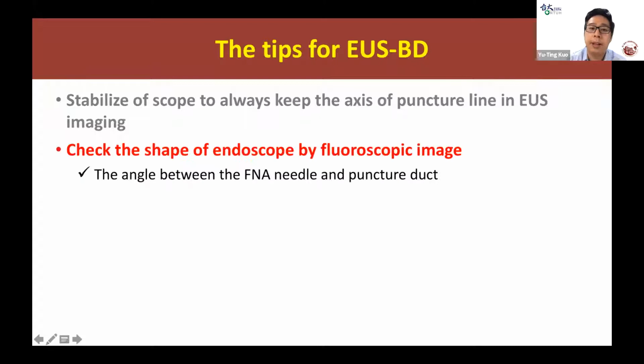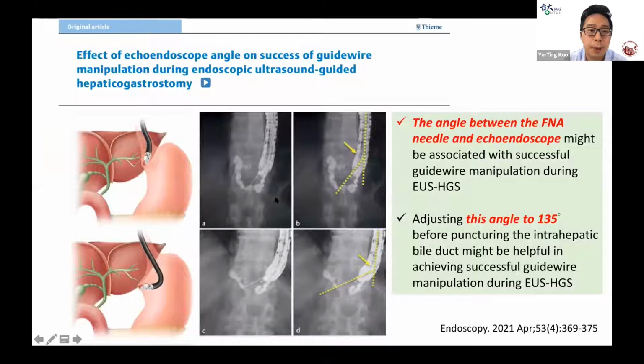And the second part, especially for HGS, I think the shape of the endoscope is very important. This is Dr. Ogura's paper. They found that the angle between the FNA needle and the scope is very important. But I think the most important part is the puncture duct and the needle. If the angle is too acute, sometimes it's very difficult to manipulate your guide wire. So according to his paper, he prefers an angle above 135 degrees, a larger angle, which gives more successful guide wire manipulation.